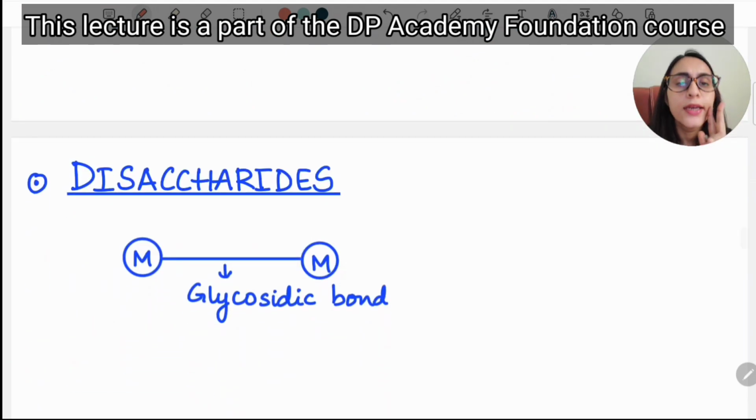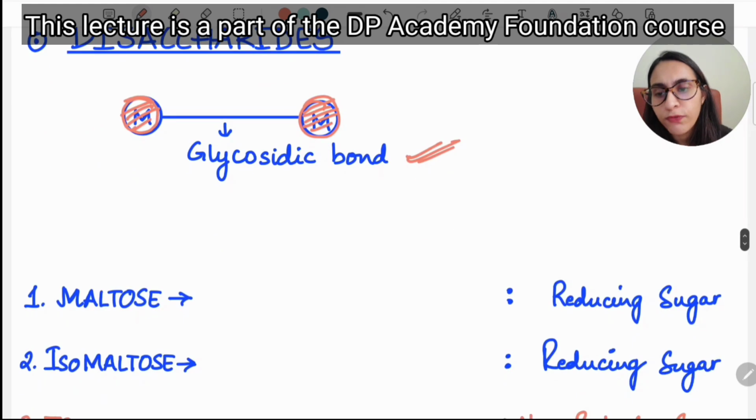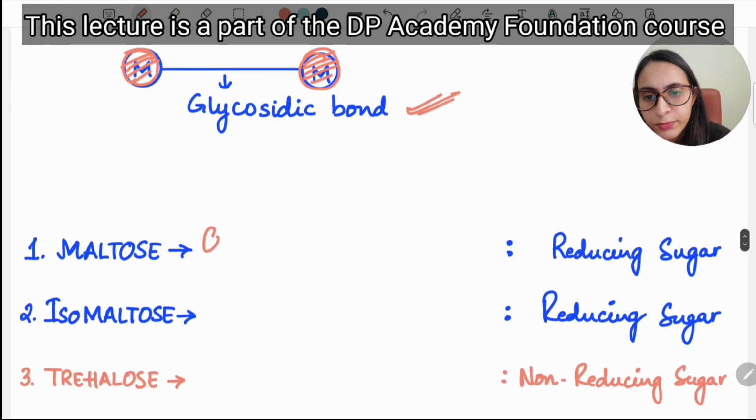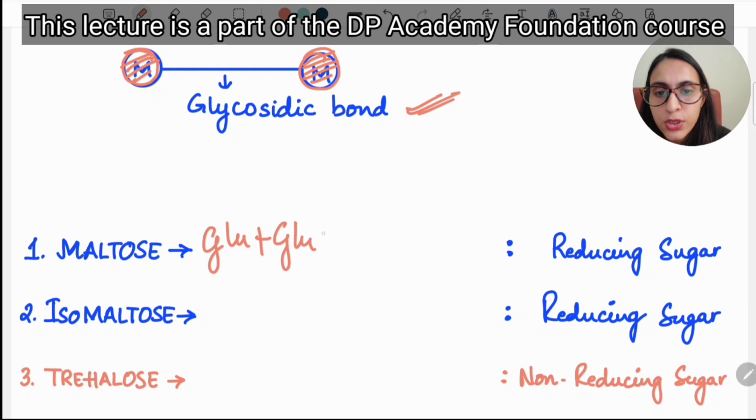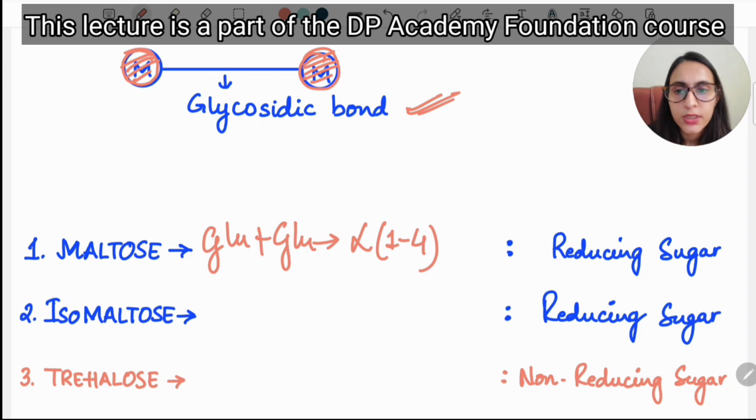Coming to disaccharides. Di means two, so they contain two carbohydrate units. One carbohydrate unit is a monosaccharide, and another is also a monosaccharide. The two carbohydrate units are joined by the glycosidic bond. If you see examples of disaccharides, maltose is formed by two monosaccharides, glucose and glucose. When they are joined by an alpha 1,4 glycosidic bond, it forms the maltose structure.